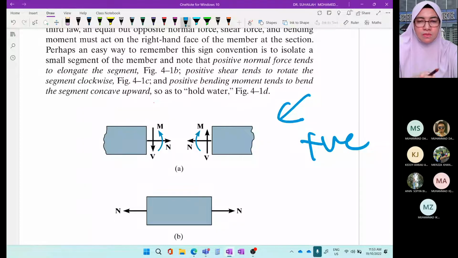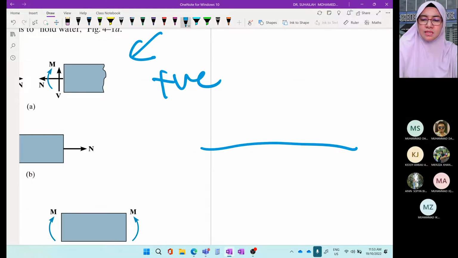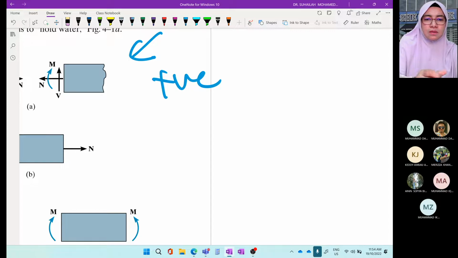And dia ambil yang ni. So ni positive. Means that other than this will be considered as negative sign convention. Okay, ni semua positif, nampak tak? Ni semua positif sign convention. So kita mesti refer to this sign convention whenever we write moment equation. Moment equation that we put whenever we cut section, kita akan refer yang ni. That is why bila kita cut section tu, cut section for beam.